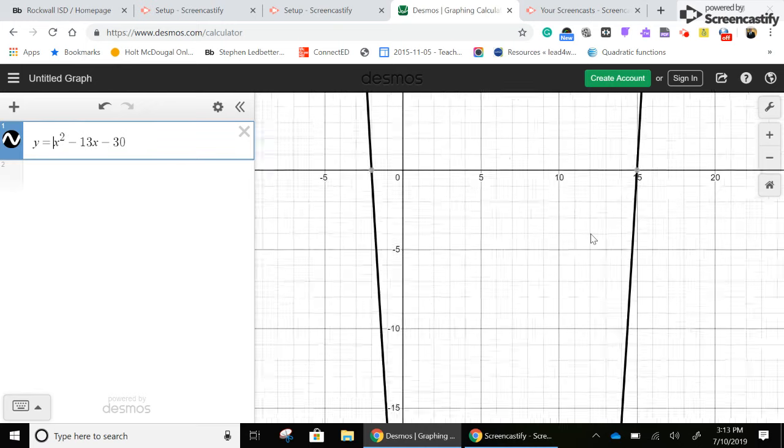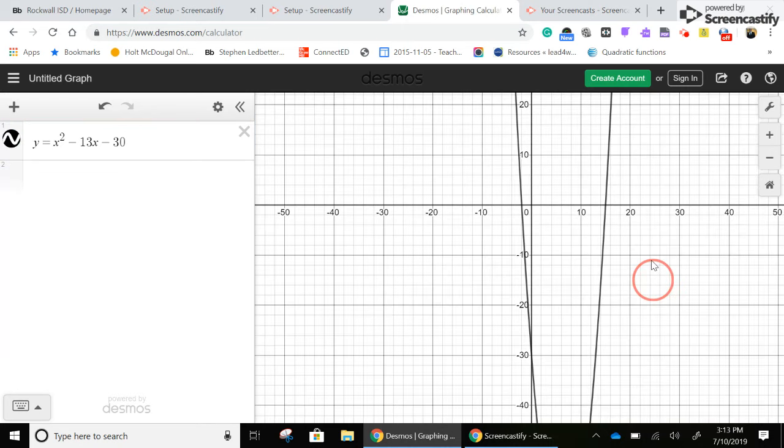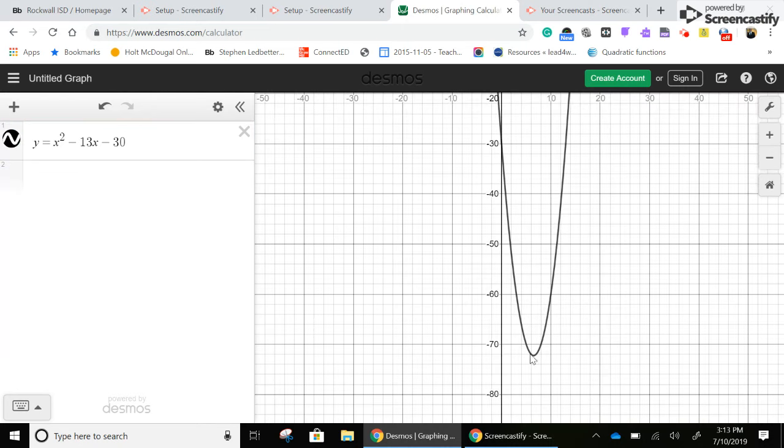So that would be the situation if you put a negative in for the A value. All right, so again, the axis of symmetry is a line that goes right down the middle. The vertex is the tip, and the vertex contains the axis of symmetry and the min or max. This is a minimum. And the y-intercept is right here.